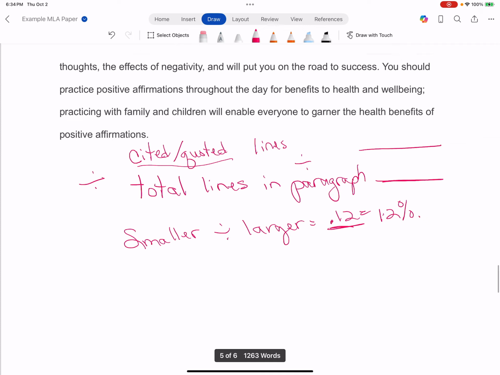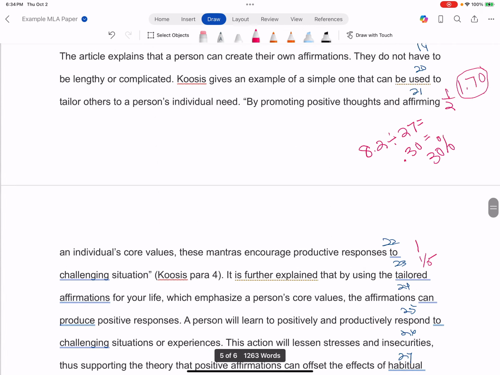And find your percentage for each paragraph. And make sure your paragraphs are below 30%.